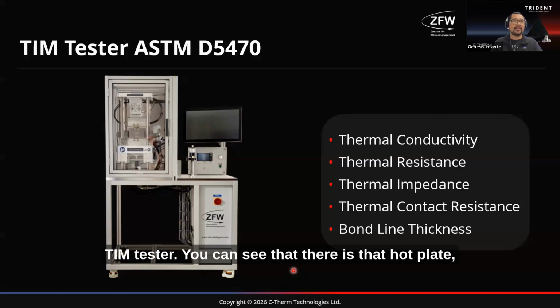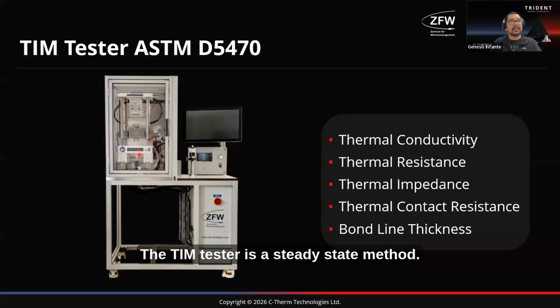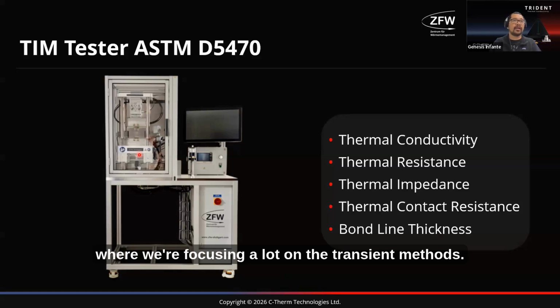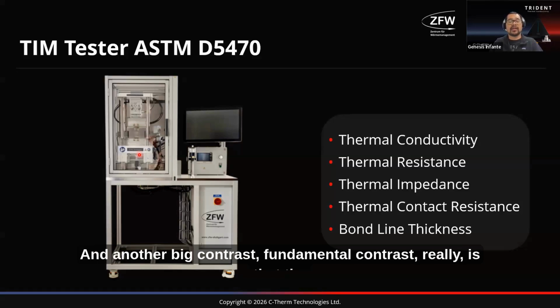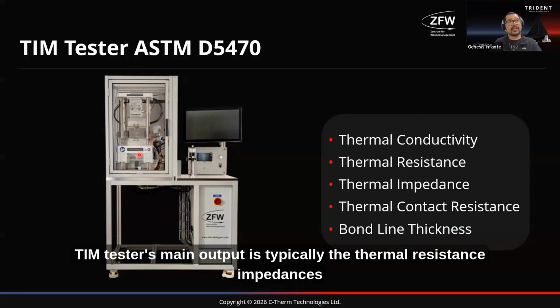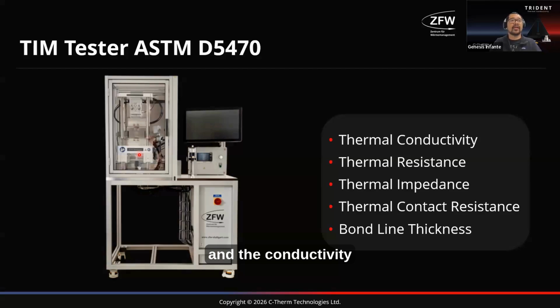You can see that there is that hot plate, cold plate type instrumentation right there. The TIM tester is a steady state method. It's a contrast to what we've been showing here, where we're focusing a lot on the transient methods. And another big, fundamental contrast really, is that the TIM tester's main output is typically the thermal resistance, impedances, and the conductivity is typically calculated after the fact.